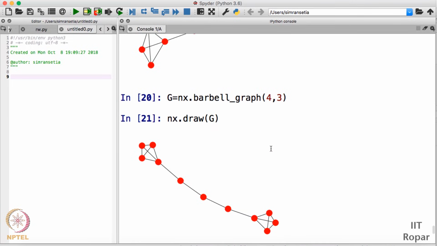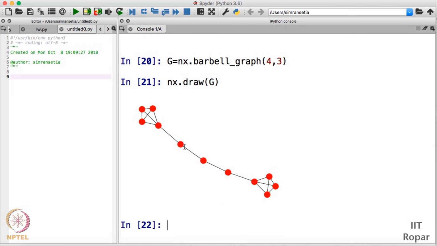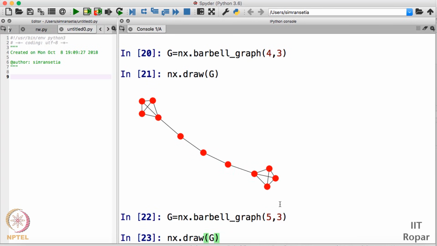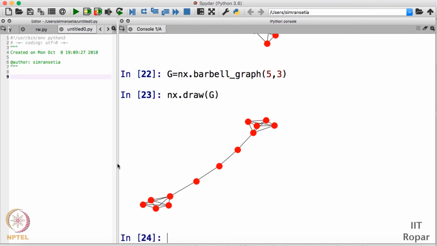So what does the first parameter represent here? It represents the number of nodes in a particular community, and the second parameter represents the number of nodes in between the two communities. So we will draw it again and you will get a clear idea of what is happening here. This time I'll write 5 and 3 and then draw it. So 5 nodes here, and in between we have 3 nodes. So this is how a barbell graph works.